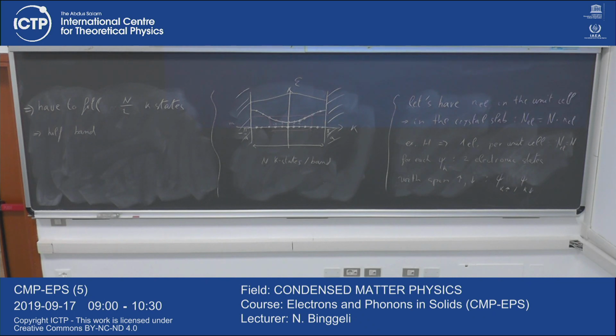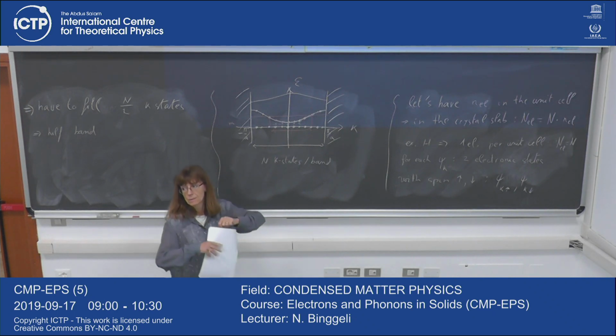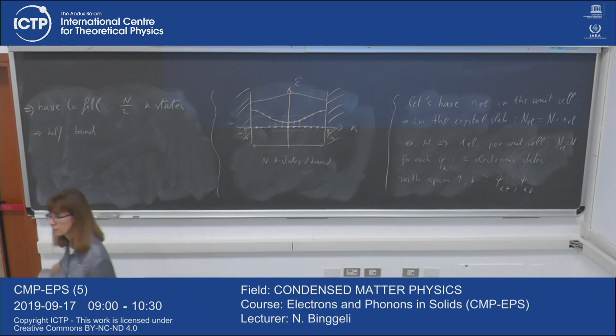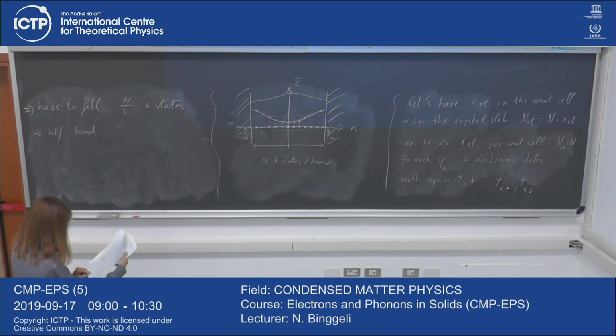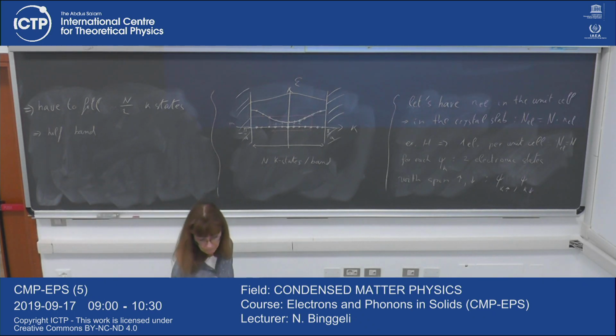Everybody agrees? And I mean, this property to fill half of the length of the Brillouin zone is independent of n. So this will be extendable, and we have a robust criterion to fill the band. Okay? All right. So this was for one electron per unit cell, the case of hydrogen, for instance.